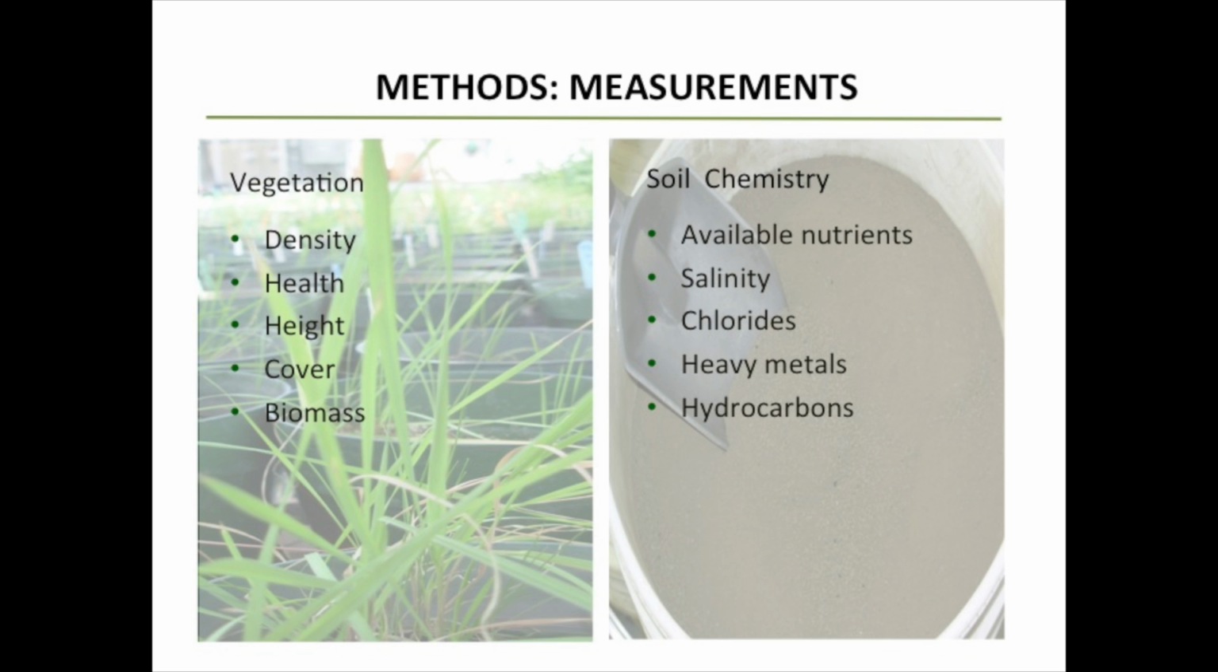Some of the measurements that we did on vegetation and soil chemistry: we measured density and health every week, and we measured cover and biomass, and the other two at the end of the experiment. For soil chemistry, we measured available nutrients, salinity, chlorides, heavy metals, and hydrocarbons. We did these measurements before and after the greenhouse experiment. We also did other experiments to see the water holding capacity of these substrates and the hydraulic conductivity, but I'm not showing those results here.